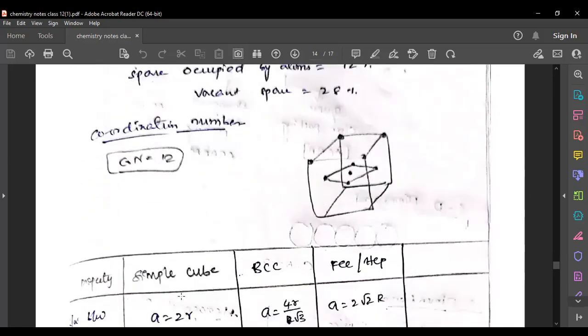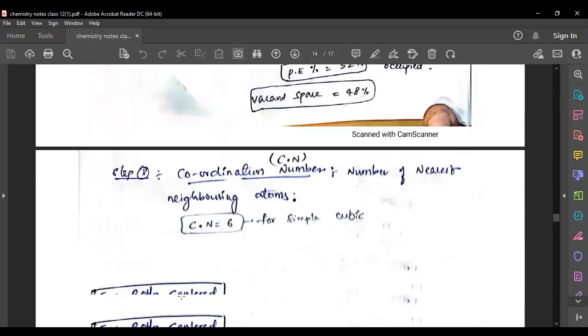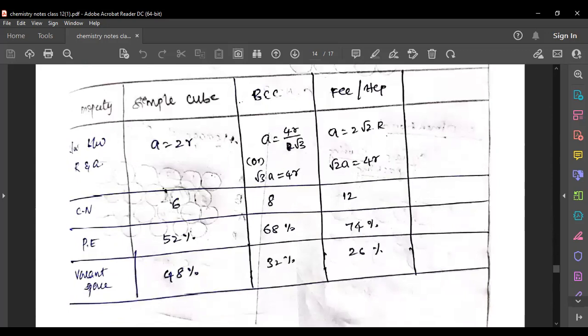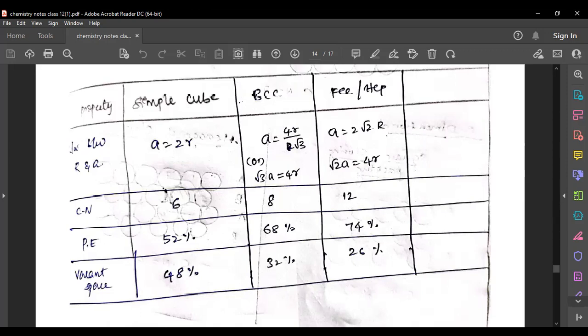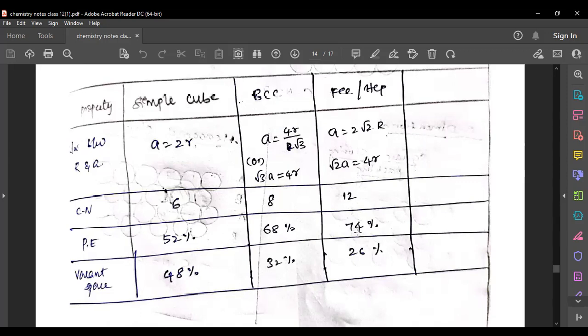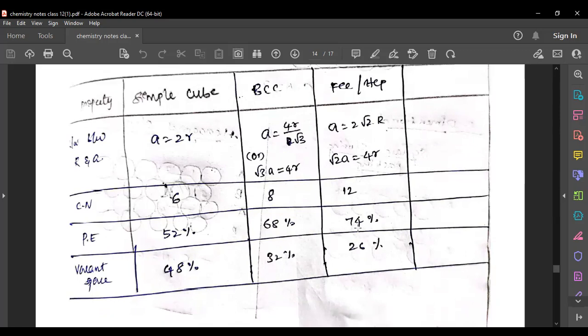Correct only. 54, I think so. 52, okay. Correct only. So packing efficiency in the case of simple cube is 52% and the vacant space is 48%. And in the case of BCC, the packing efficiency is 68% and the vacant space is 32%. But in the HCP column, I have given it wrong. 72, sir. It is 72% packing efficiency and the vacant space is 28%. Okay. Clear? Yes, sir.